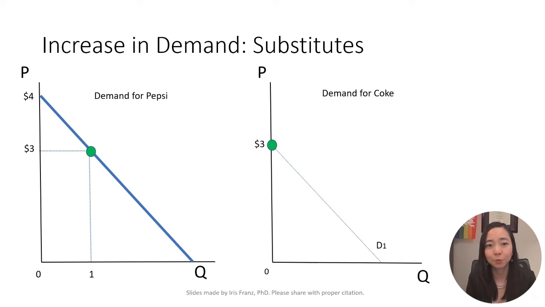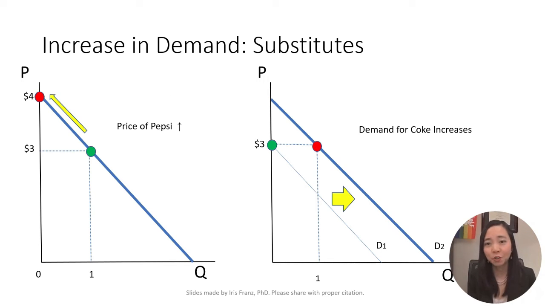Imagine the green dots represent your typical consumption when both Pepsi and Coke are priced at $3 per can. For example, at that price, I might usually buy one Pepsi and 0 Cokes. But when the price of Pepsi rises to $4, that changes my decision. Since Coke is still $3, I will replace Pepsi with Coke. Therefore, the demand curve for Coke shifts to the right. That change in behavior is reflected by the red dots, showing my new choice, 0 Pepsi and 1 Coke.